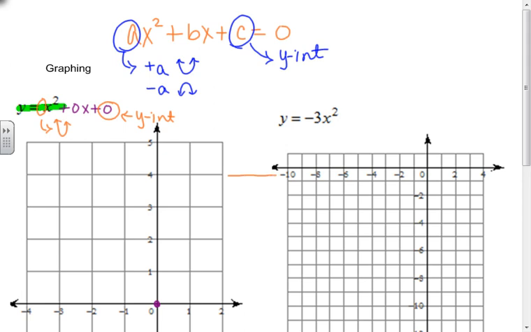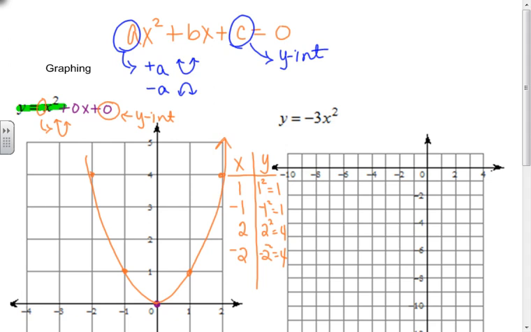So the easiest way to do these is to just make a t-chart, and if I let x be 1, 1 squared is 1. If I let x be negative 1, negative 1 squared is 1. If I let x be 2, 2 squared is 4. Negative 2, negative 2 squared is also 4. And you will begin to see that symmetry that we know exists in parabolas start to take shape. And we can get a rough sketch of our equation.